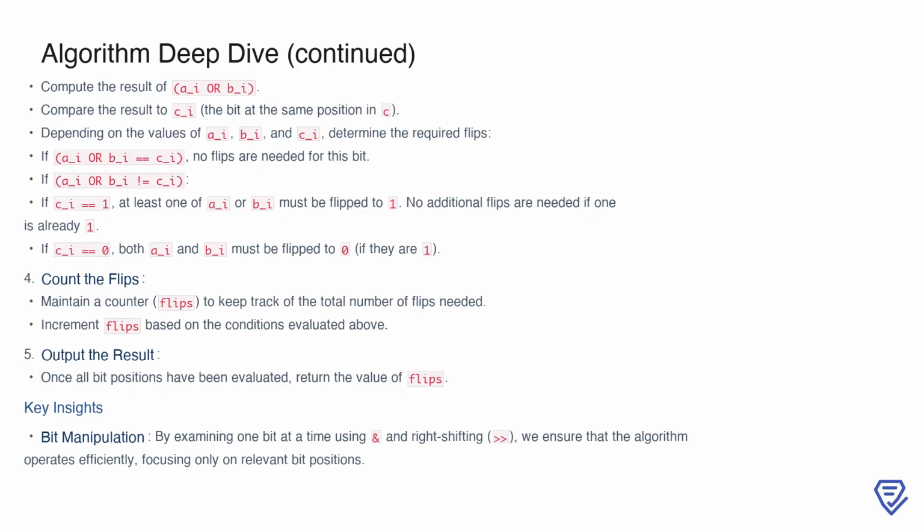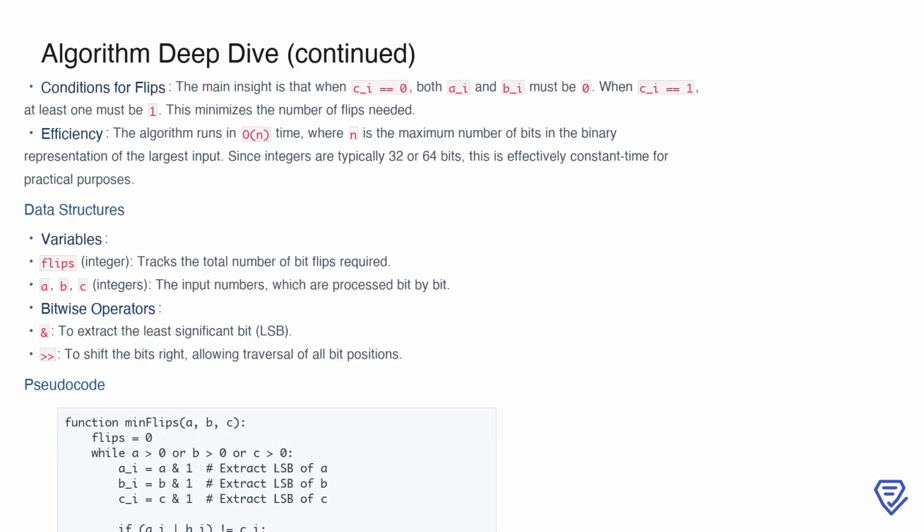This approach ensures that we evaluate every bit efficiently and systematically. The key insight here is to minimize flips by leveraging the conditions for each bit. When C_i is 0, both A_i and B_i must be 0, ensuring the condition is met with minimal changes. Conversely, when C_i is 1, at least one of the two bits must be 1, which can often be achieved with just one flip if necessary.